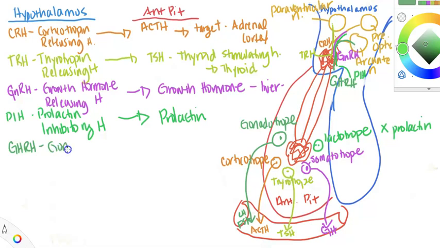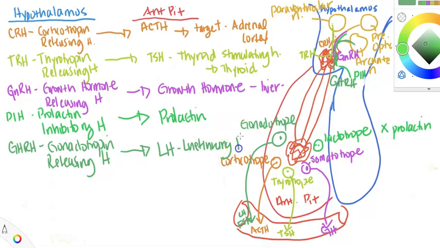All right, so GHRH. So that's gonadotropin releasing hormone. And that releases LH, or luteinizing hormone, or FSH, which is follicle stimulating hormone. All right, and I think that is all of them.